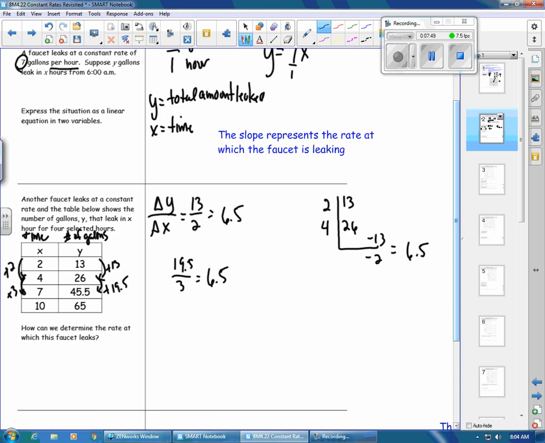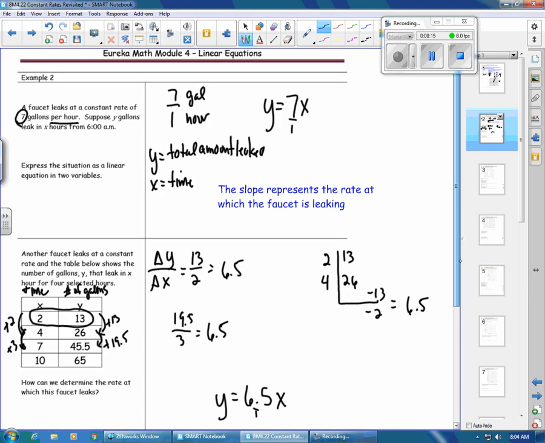Some of you might be saying, couldn't I have just taken this one, 13, and divided by 2 to figure out the number leaked per hour? Yeah, you could have. That would have been fine too. So from writing this equation in two variables, y, again, is my total amount leaked, is equal to 6.5, that's the amount leaked in 1 hour, times x, the number of hours that the faucet is leaking.